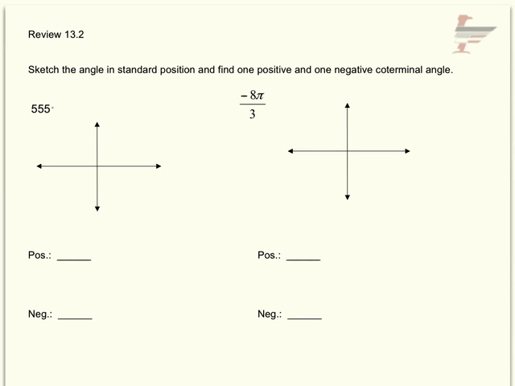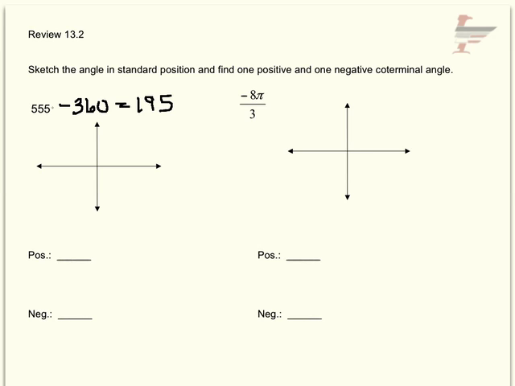Alright, this is a review from 13.2, and I just want to make sure that you're good with sketching an angle in standard position and finding positive and negative coterminal angles. So the first angle is 555 degrees, which obviously is larger than 360. You can definitely figure this out, however, I would subtract 360 first, and that leaves me at 195.